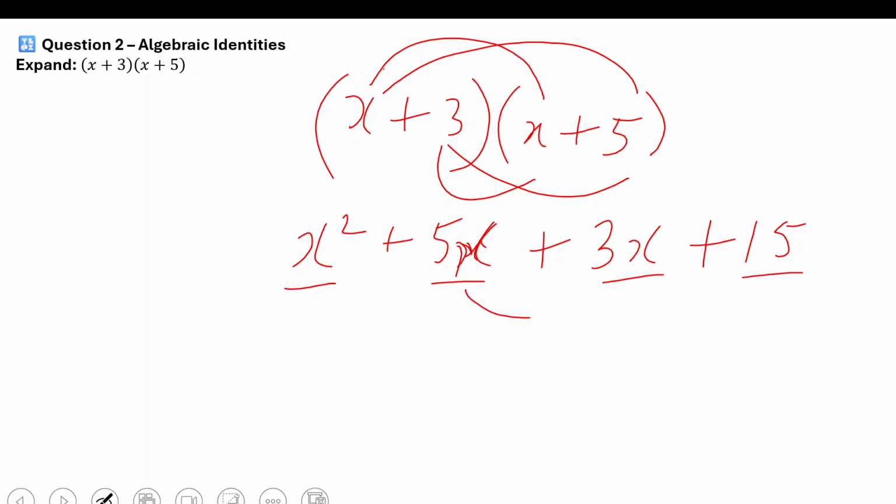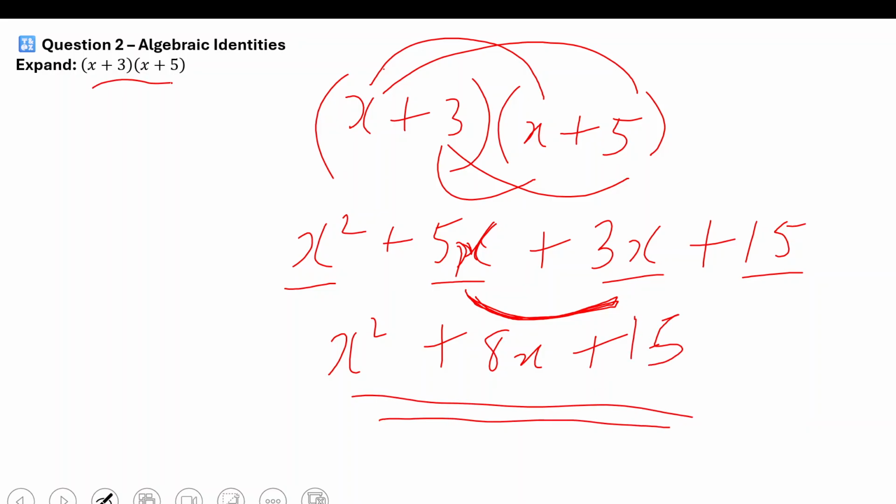Note that these two middle terms, 5x and 3x, are like. Why? Because they have x in common. So I'm going to do the operation on them. Starting from the first term again, x squared plus 5x plus 3x will give us 8x, then the last term there is 15. So this is the expansion of this particular question. All right, so the answer is x squared plus 8x plus 15.